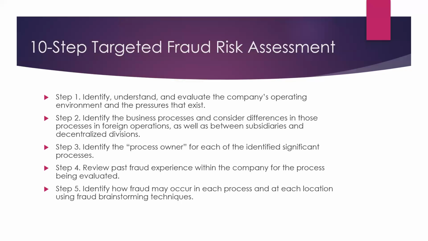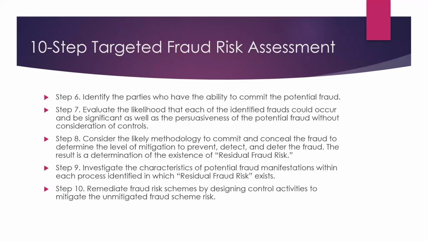Then in step 5, we go into identifying how fraud may occur in each process and at each location using fraud brainstorming techniques. This is going to ask what could go wrong, using brainstorming techniques with our process owners and with the sub-process owners, sitting down with each of those people to identify how fraud may occur in the respective processes at their various locations. So that's the first 5 steps.